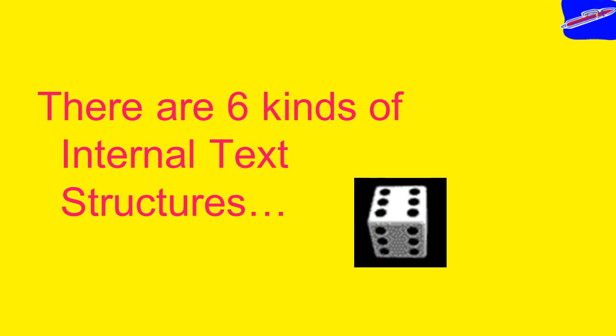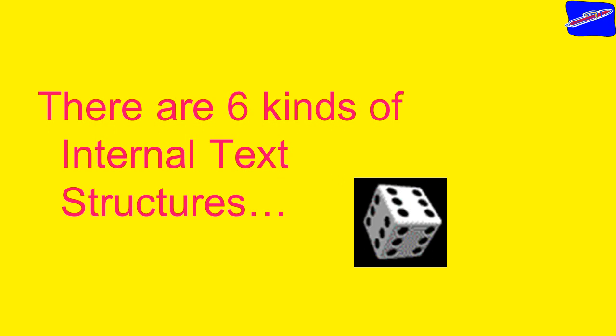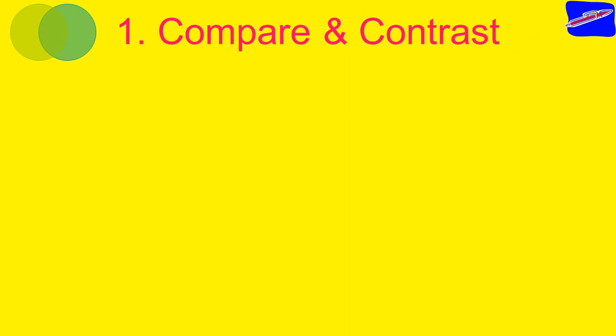There are 6 different internal text structures that we'll want to be familiar with. Some of them are more common than others, but all of them are important. As we take notes on each, we'll want to write down the purpose of the text structure, an example of that text structure, and some of the signal transitional words that help us figure out which text structure is being used. Let's get started. Our first internal text structure is called compare and contrast.